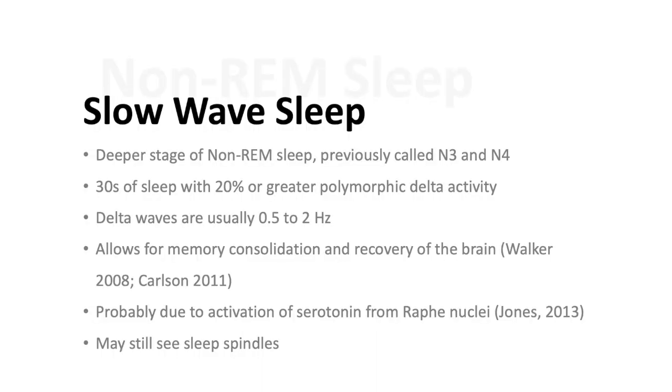Slow wave sleep, or N3 sleep, is a deeper stage of non-REM sleep. In fact, the deepest. You have to have 30 seconds of sleep recording with 20% or greater polymorphic delta activity. The delta waves are diffuse, and they're usually 0.5 to 2 Hz in frequency. This stage of sleep is thought to allow for memory consolidation and recovery of the brain. Some have suggested it's due to activation of serotonin from the Raphe nuclei. You may still see sleep spindles during this stage of sleep.